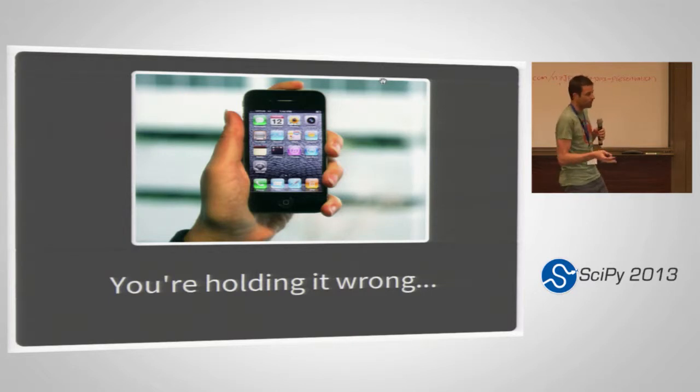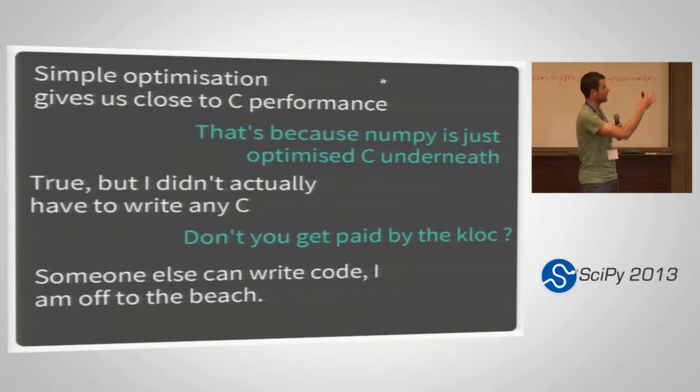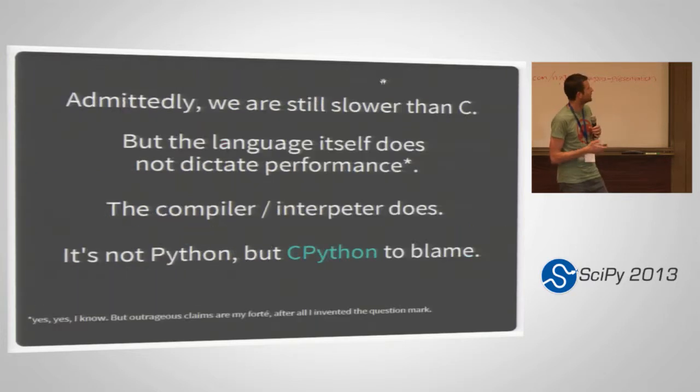My response is always, you're just holding it wrong. And here's the trivial example why. Obviously, if you just have some serial code in Python, it's not going to be great. You can vectorize it and gain some good wins in that respect. So this slide was great because I had it prepared, waiting for an audience member to stand up and say, but no, it's just C underneath. And I was like, yes, I know it's C underneath, but I didn't have to write it, which is great. And I could just write a simple vectorization, and I gained all the benefits of all the people who can write better code than me. And I can just go to the beach, which is great. So we don't get paid by the kilo-lock either, so that's also nice.